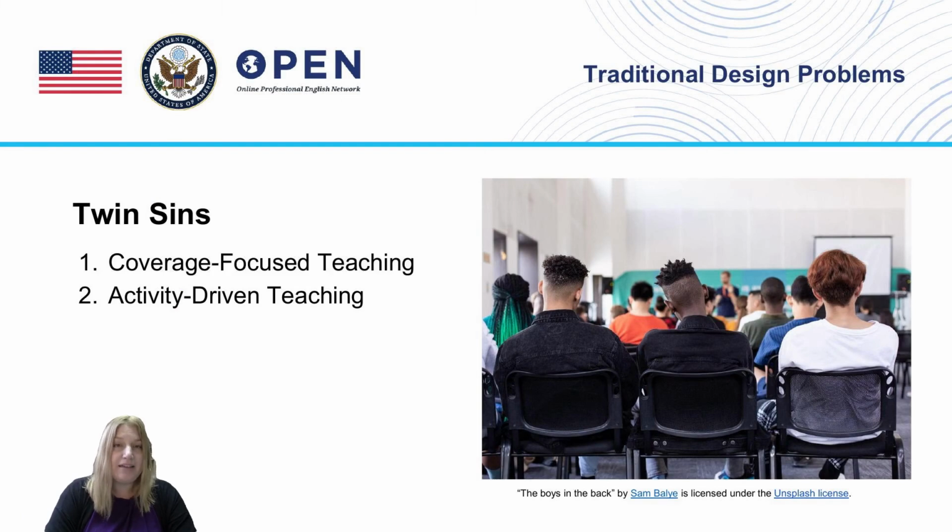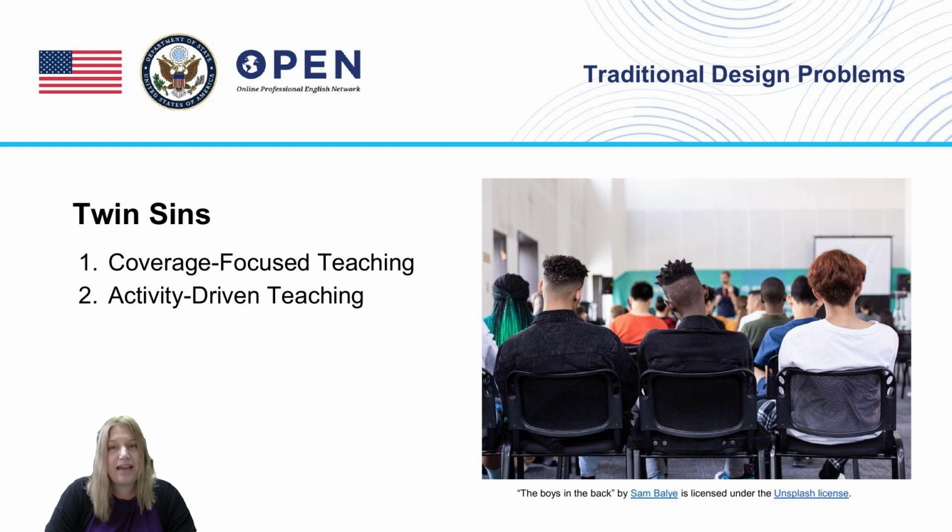Wiggins and McTighe identified two common problems. They called these the twin sins, which means two big problems. Coverage-focused teaching happens when teachers focus on content. Teachers are focused on a topic, for example, past simple, and they will move on to the next topic following their plan, even if students haven't mastered or learned the topic.